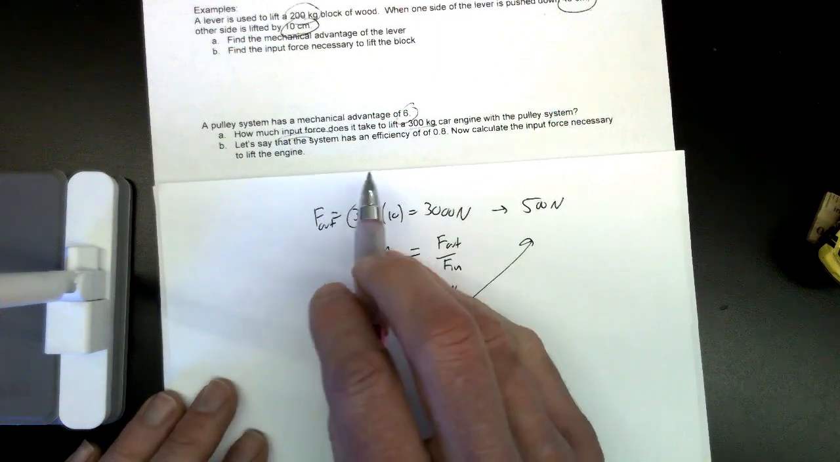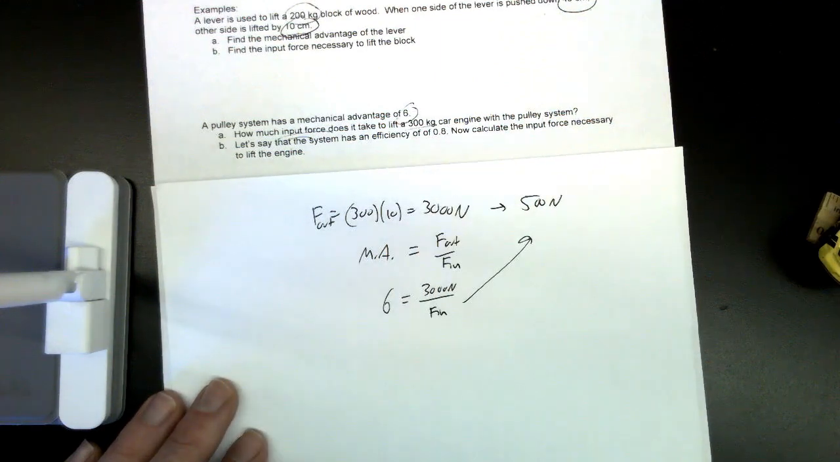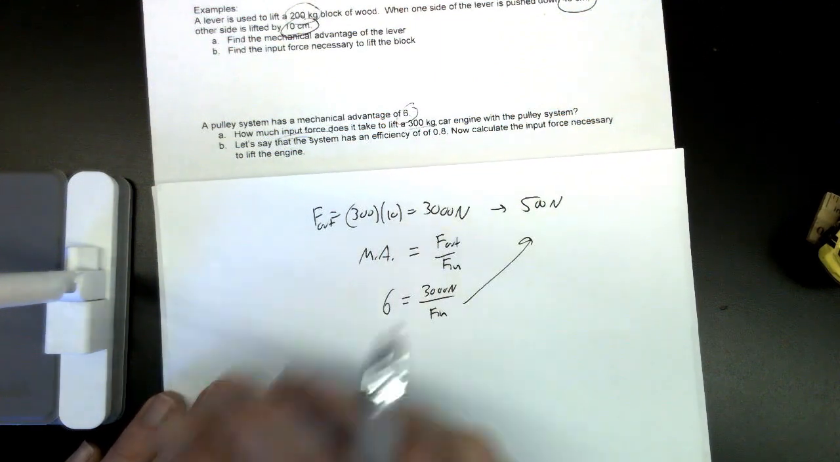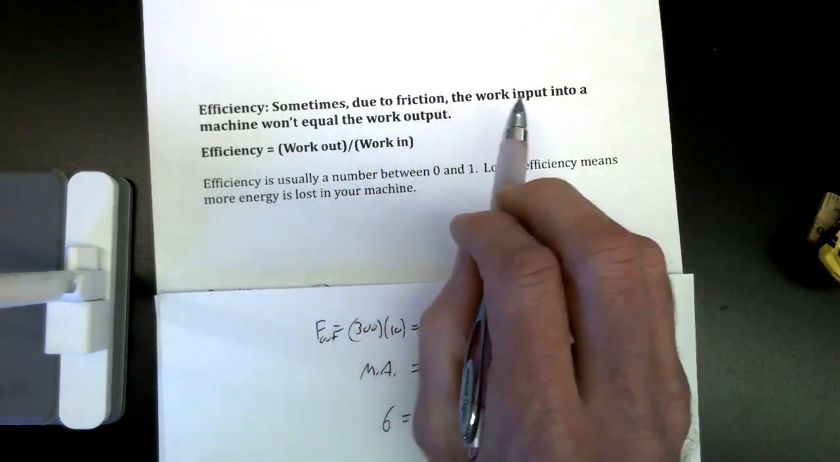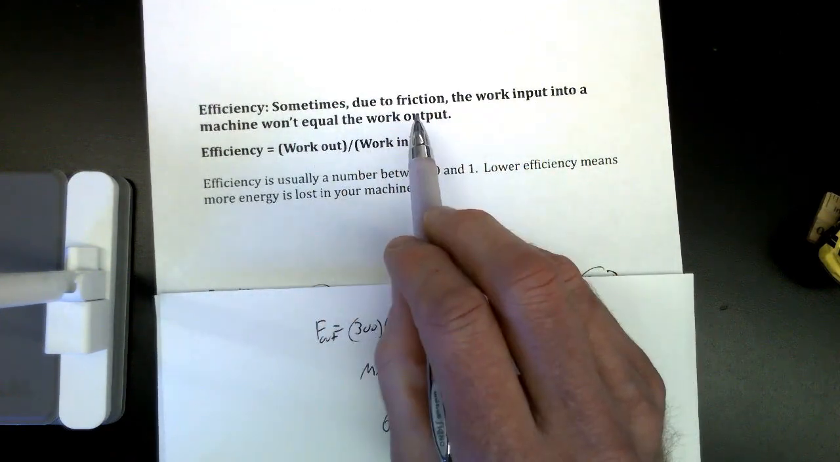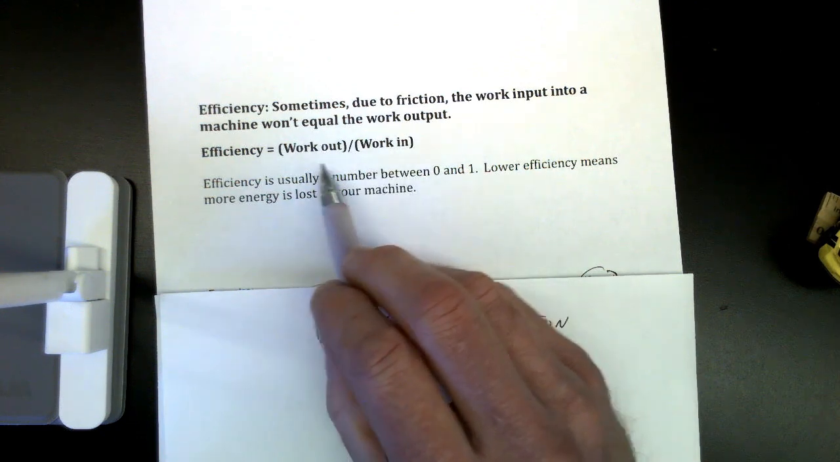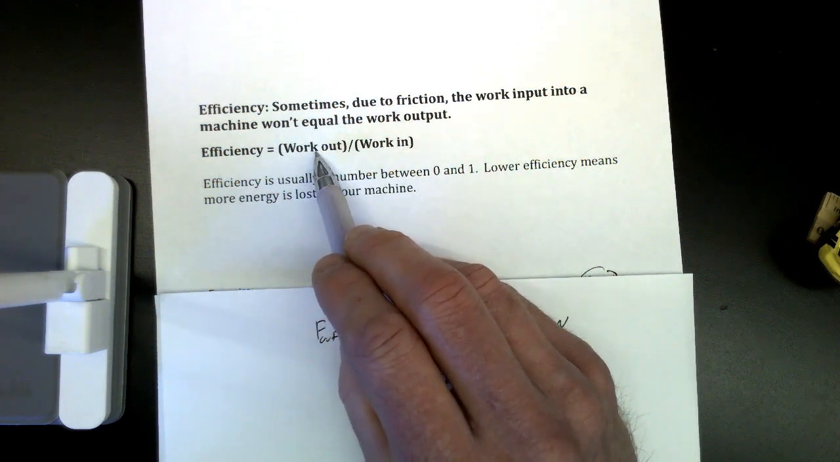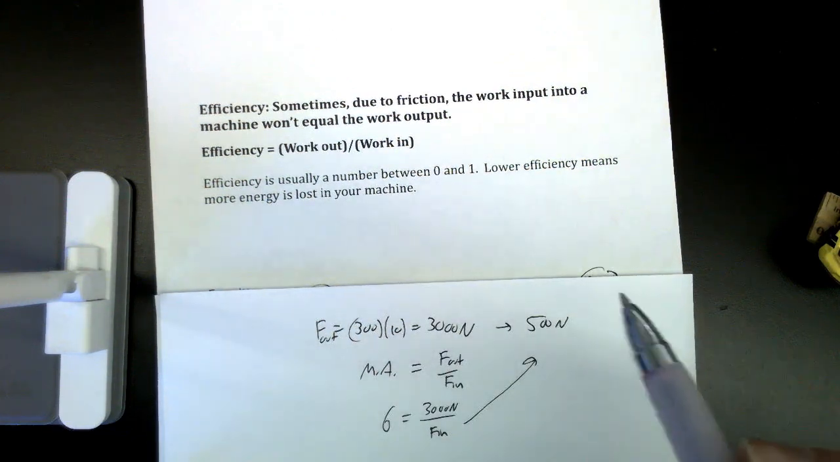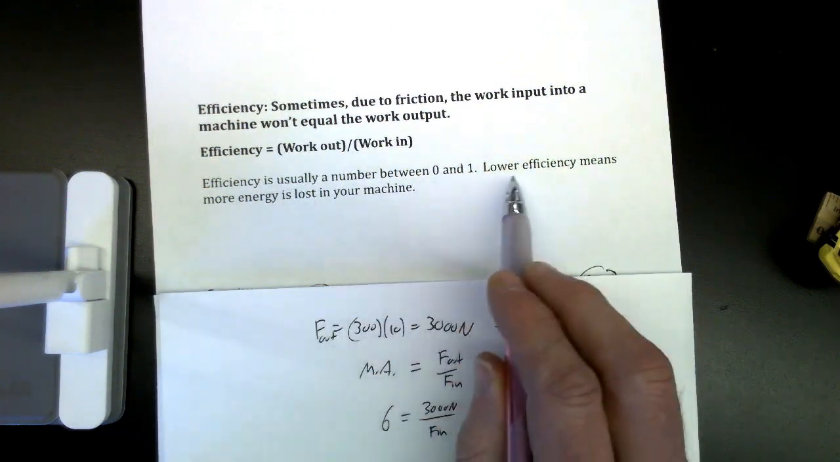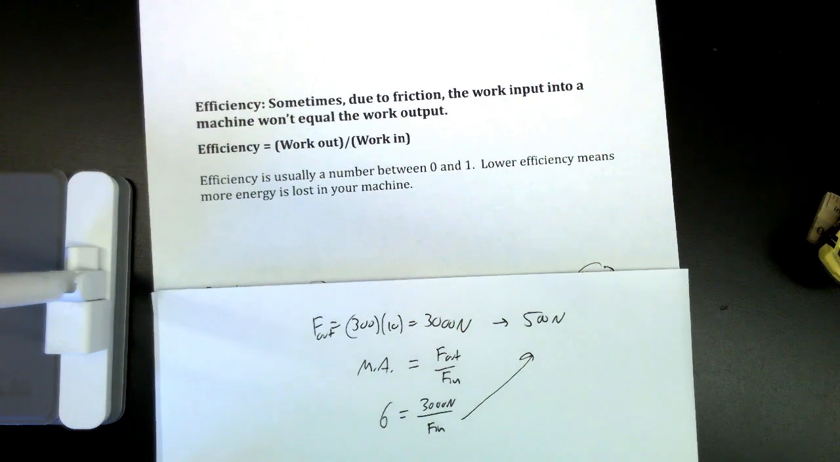Okay, now let's look at this one. Let's say this system has an efficiency of 0.8. Now calculate the input force necessary to lift the engine. So as far as efficiency goes, what we say is that sometimes the work input into a machine won't equal the work output due to friction. So you're going to end up having to put a little bit more work in than you're going to get out. It's usually a number between 0 and 1. A lower efficiency means more energy lost in your machine.